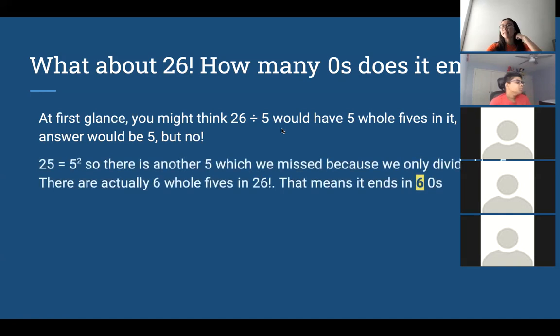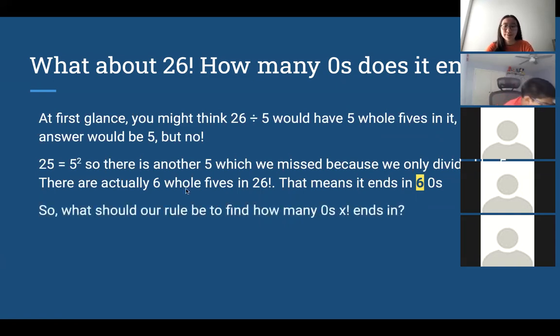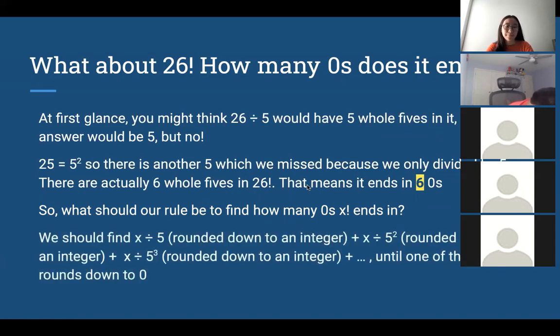But that's actually not the answer, because 26 factorial is going to have 26 times 25 times 24, and 25 equals 5 squared. So there's another 5 that we missed, and there are actually 6 whole 5s in 26 factorial, and it ends in 6 zeros. So we need a rule to find out how many zeros a number can end with.